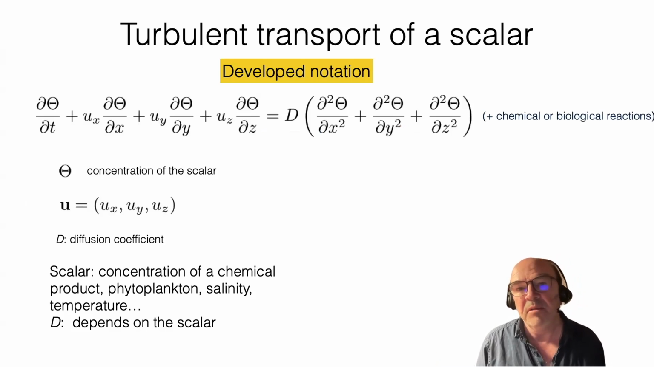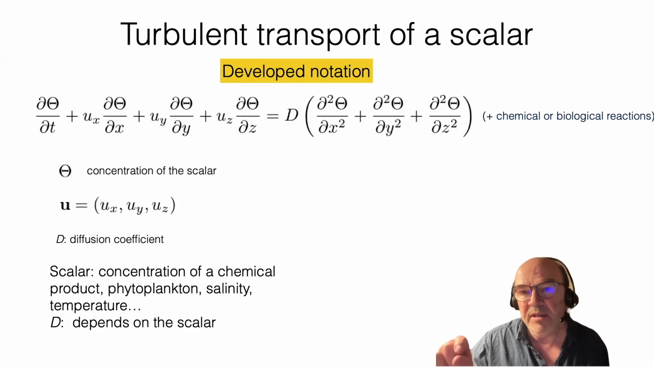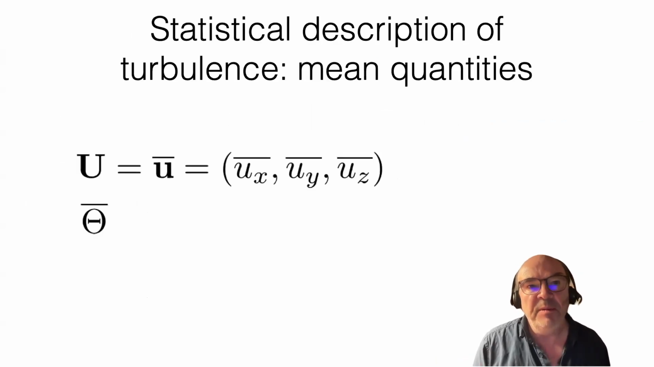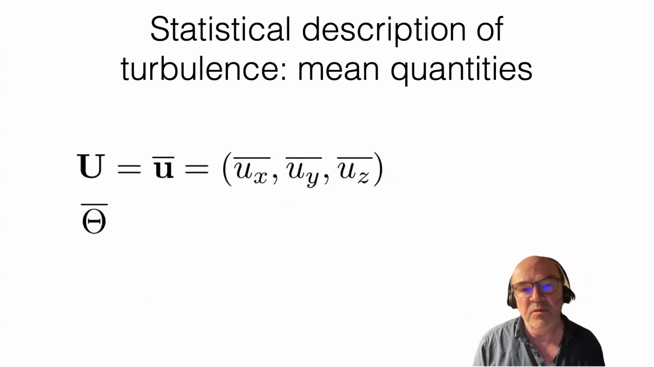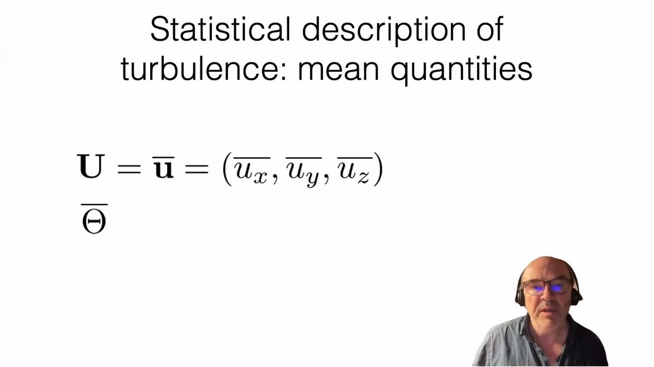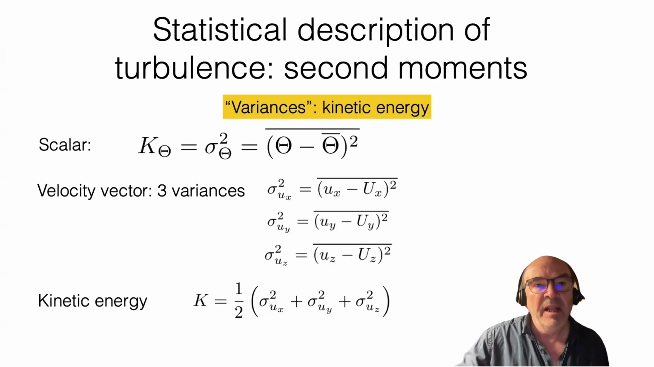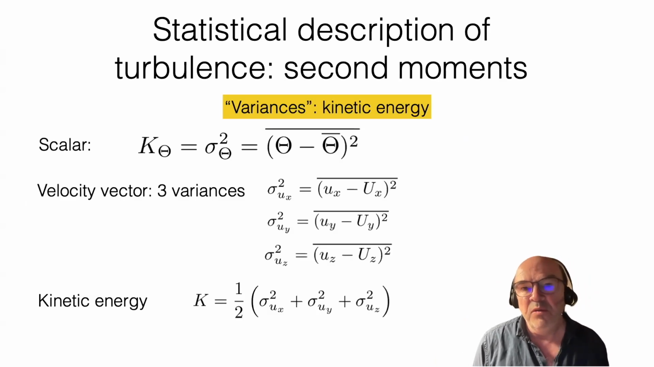Of course, this is only the dynamical part, because we can also add on the right chemical or biological reactions. Speaking about statistics, we have different statistical indicators. The simplest one is the mean quantities for the velocity and for the passive scalar. And we also have second moments, meaning variance and standard deviation.